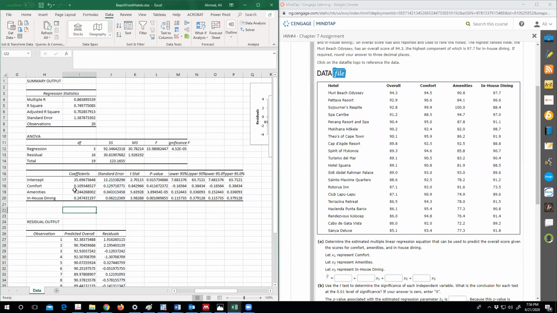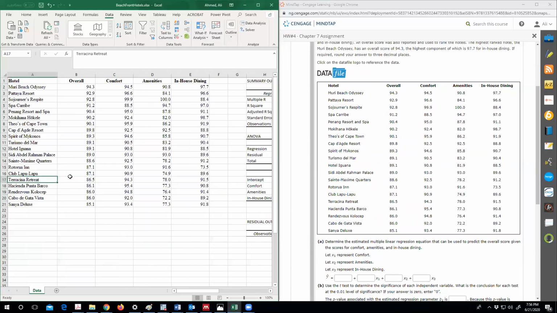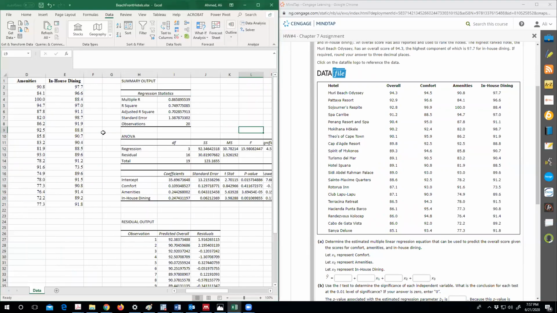So if someone rates me higher in comfort or amenities or in-house dining, but the real question is, you just have a sample. Does your sample have this much variation, or can it really explain something about the population? Because that's what we care about, as this is just a small sample. Even the people who graded this hotel may not come back to stay here. But if someone else comes here, would they have the same feeling? So we are trying to answer the questions for the population.